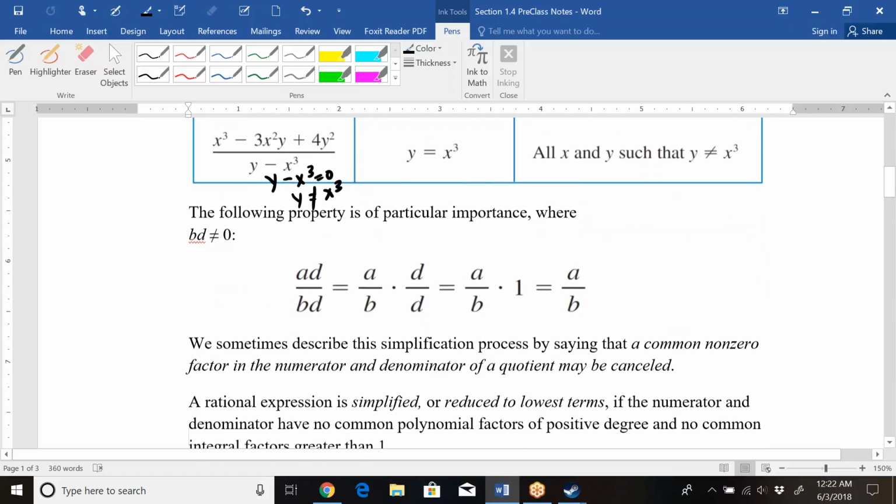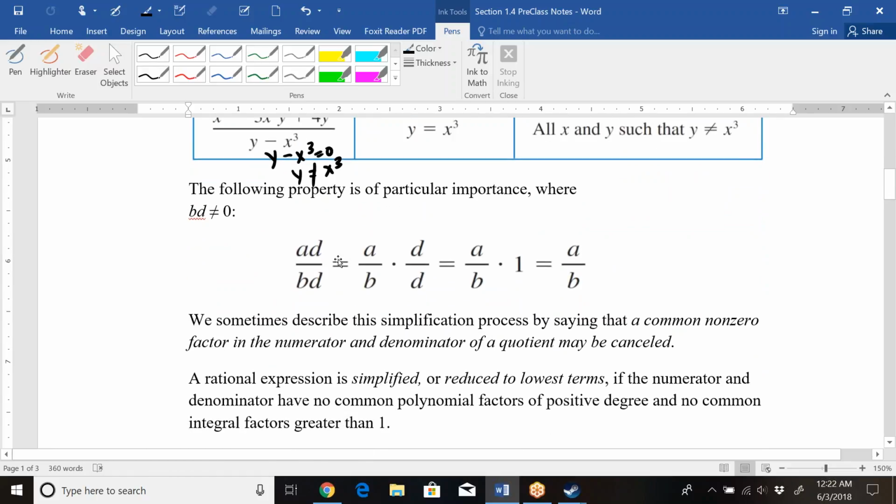This is a property that we'll need to know: if you have something on top and something on bottom, and they have a common factor, so here the common factor is d, you can pull that out of each of those and then it reduces to 1 because anything over itself is 1. This is really how we reduce fractions in our head anyways, but this is just showing it to you as a property. So we sometimes describe this simplification process by saying that a common non-zero factor in the numerator and denominator of a quotient may be canceled.